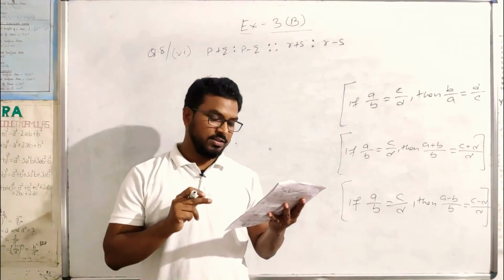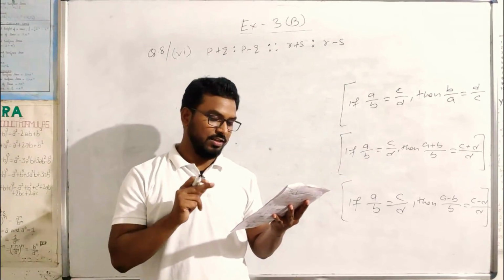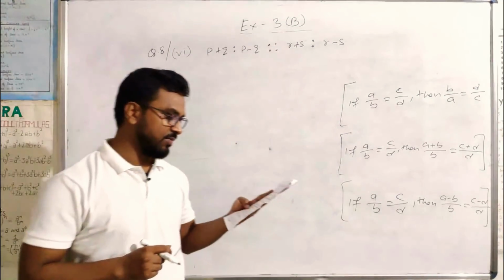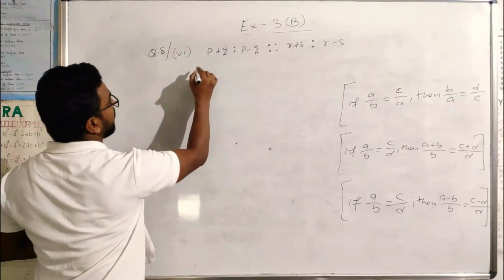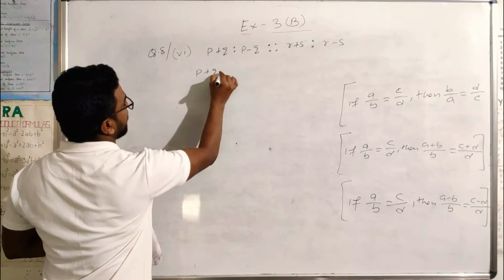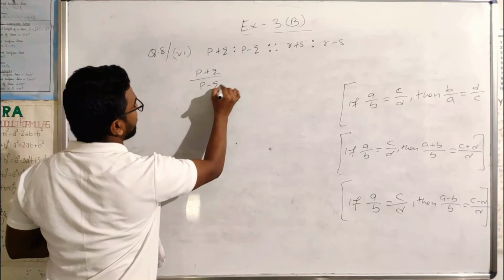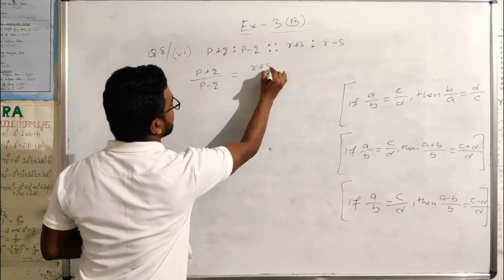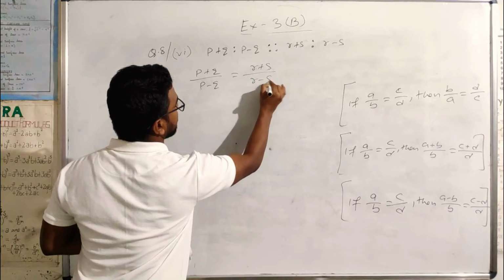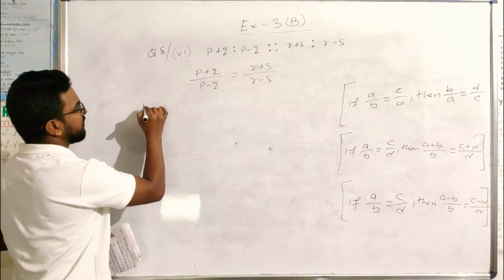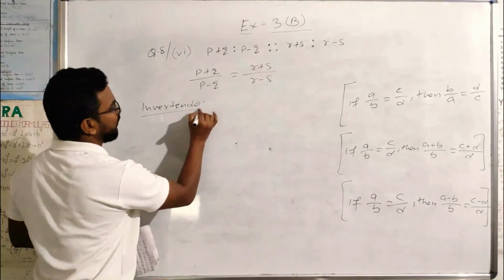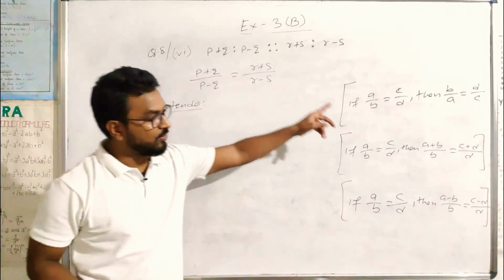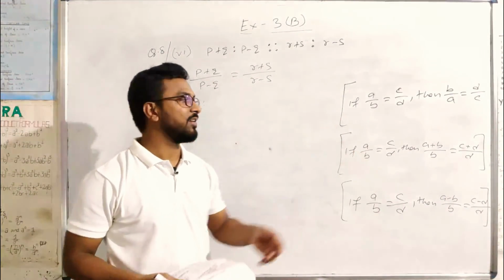So we'll directly jump to Roman number 6. The questions you can try yourself. So we'll see the last one. Here you can write this one: P plus Q ratio P minus Q is proportional to R plus S ratio R minus S. So the first one is invertendo. Okay, I've already written all the formulas here. We'll just convert it.